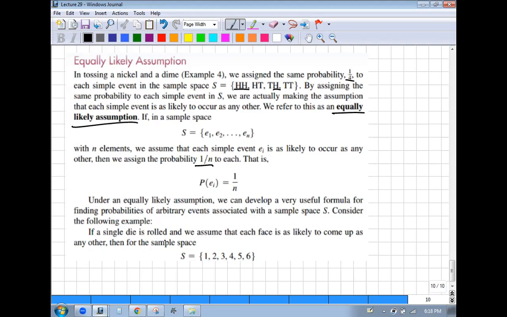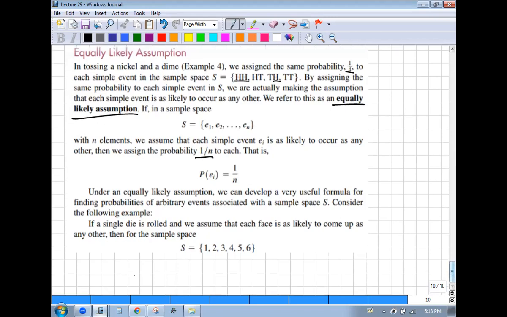If a single die is rolled, and we assume that each face is as likely to come up as any other, then for this sample space, the probability of rolling a 1 is going to be 1 over 6, because n here is 6, right? That's the probability of rolling a 2, or probability of rolling a 3, probability of rolling whatever, right? It's all 1 over 6, 1 over n.